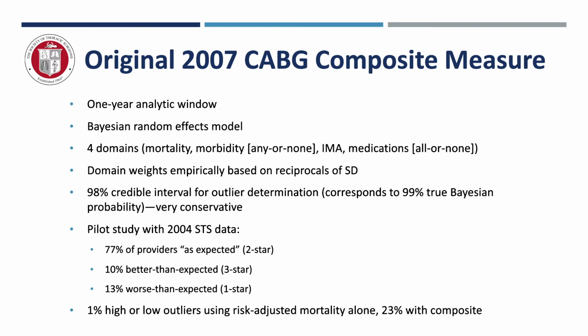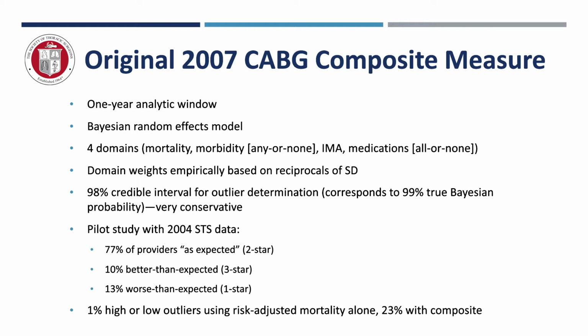Bayesian random effects models were used, which included 4 domains: risk-adjusted mortality, the risk-adjusted occurrence of any of 5 major postoperative complications, use of at least one internal mammary artery graft, and administration of all 4 NQF-endorsed preoperative and discharge medications. Weights for these 4 domains were determined empirically from the reciprocals of their respective standard deviations. Outlier criteria were based on conservative 98% Bayesian credible intervals corresponding to a true 99% Bayesian probability that a center's scores were better or worse than expected.